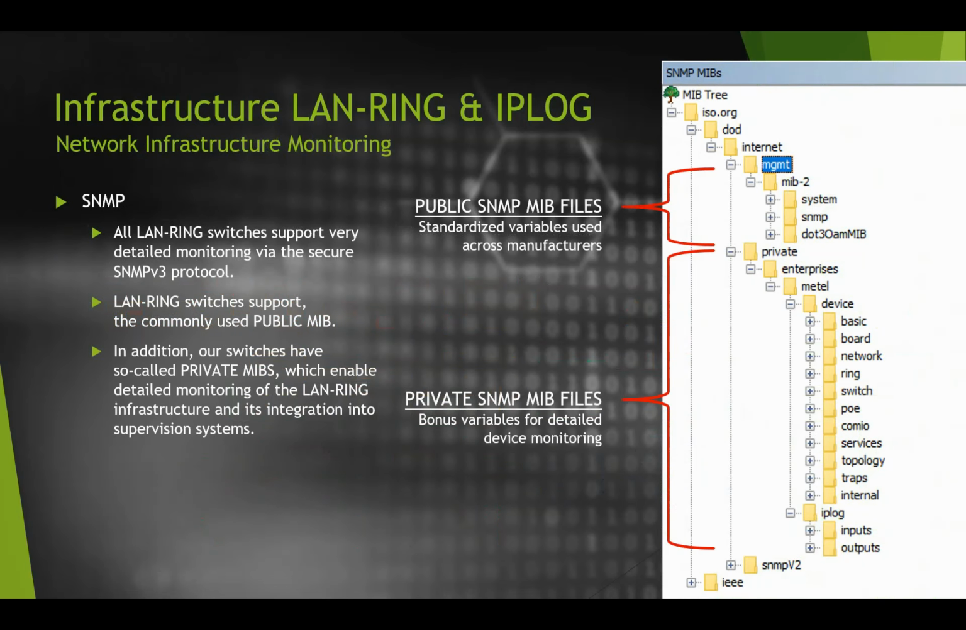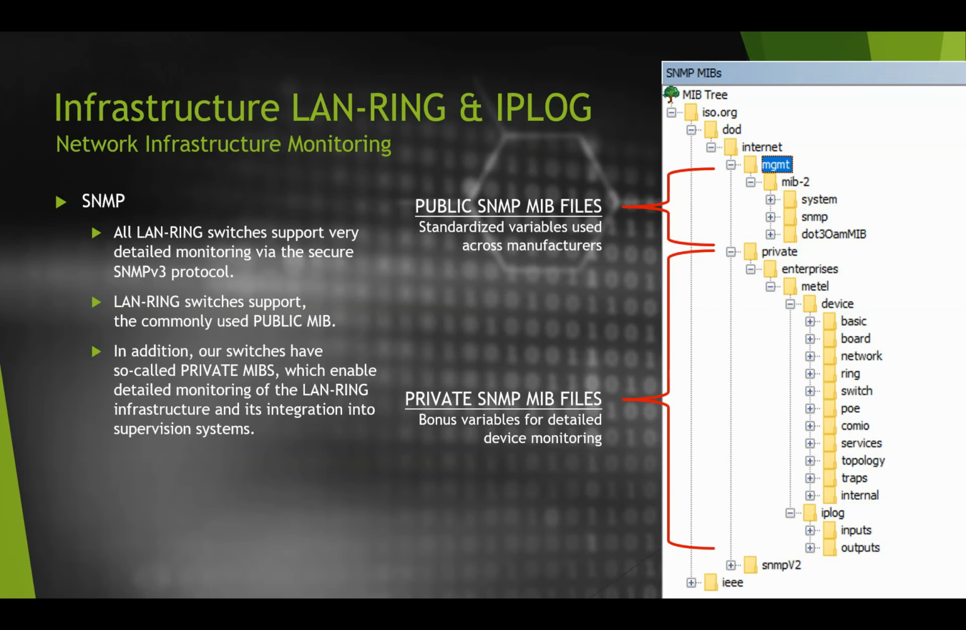All LAN-RING switches meet the mentioned requirements of the EN 62676-1-2 standard and therefore enable, among other things, detailed monitoring using the encrypted SNMPv3 protocol. An older version of SNMPv2c is also available, but it is not secure and recommended for security applications.